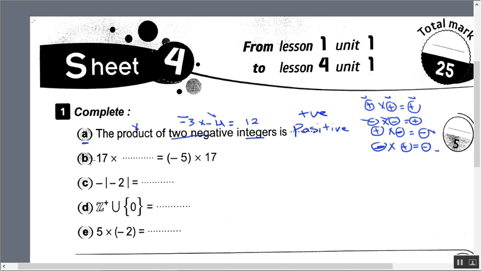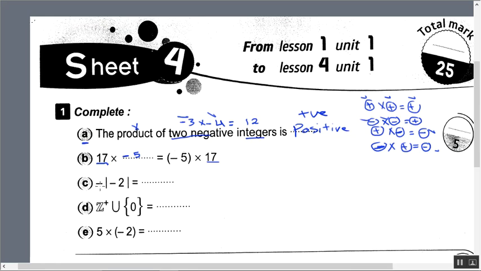Question number B. He said 17 times space equals negative 5 times 17. Here we have 17 on both sides, so we'll say 17 times negative 5. It will be the same result here.